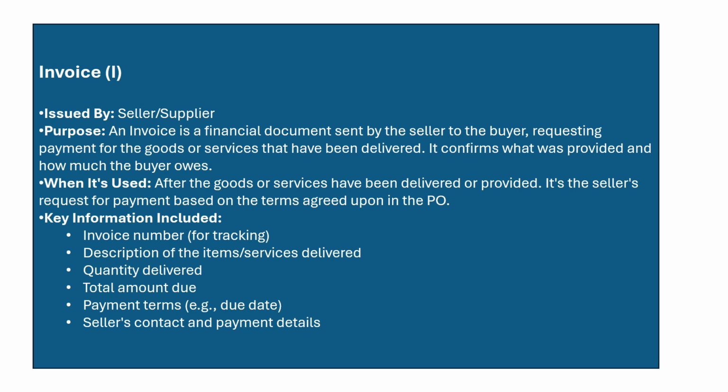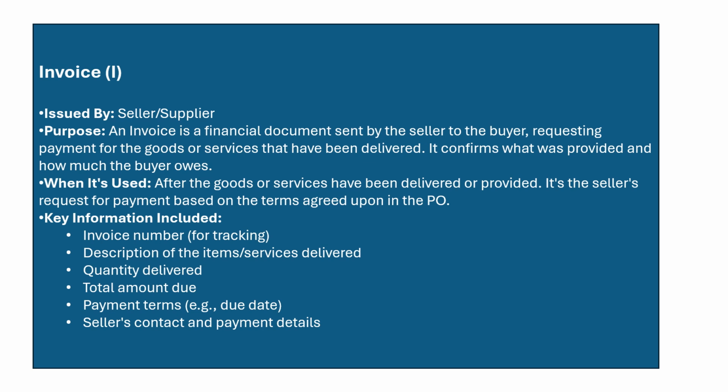First, in the purchase order we checked about buyer to the seller. In the invoice we are updating about seller to the buyer, and the seller is requesting the payment for the goods or services which were delivered. So the seller will generate the invoice. What the buyer ordered, what the buyer listed, they will update all the transaction of the goods or services that have been delivered, right? Payment related or transaction details they will update from the seller side. And it confirms what was provided and how much the buyer owes.